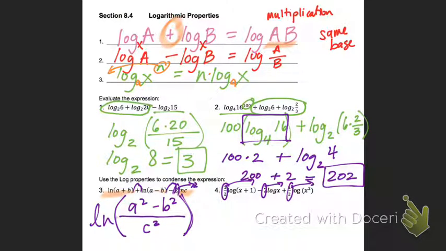Wait, so that was the final answer? So it would look like, yeah, that was my final answer on 3. So it would look like log square root of x plus 1 minus log of x squared plus, what's the square root of x squared? X. So it would just be log of x. Because I did the square root of x squared.